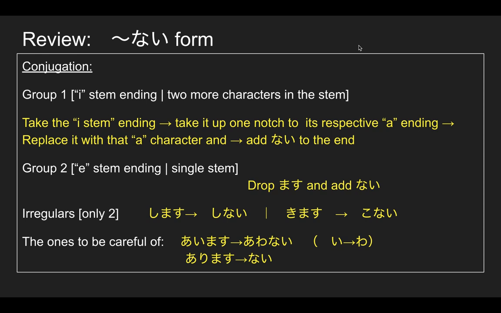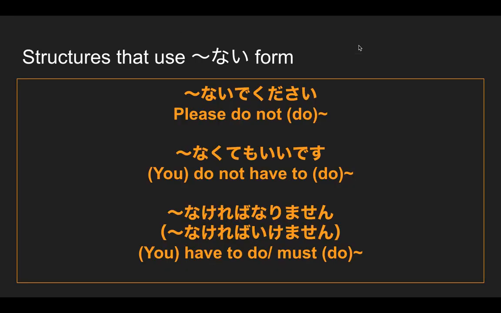Sometimes the words change up a little bit. The one that you have to be careful with is the i stem ending turns into a wa, and then arimasu is always nai. Now the three structures that we talked about using the nai form: nai de kudasai, nakute mo ii desu, nakereba narimasen.